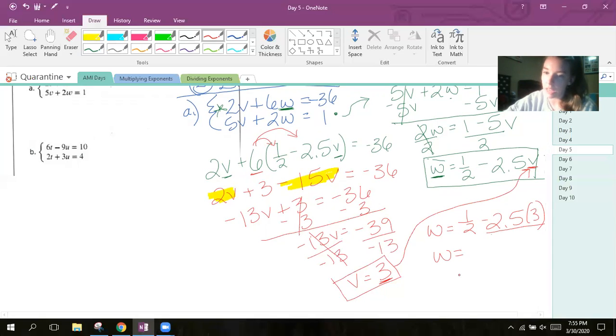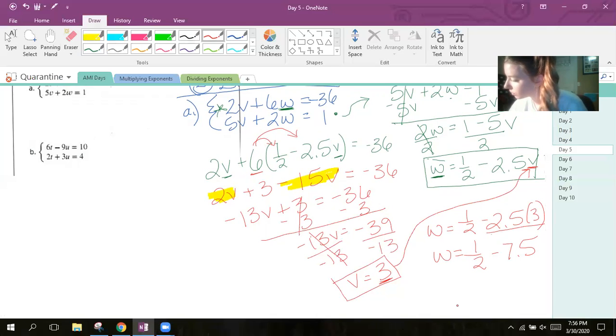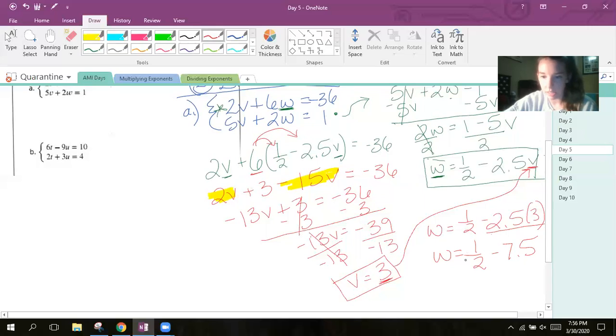And that gives me a negative 7.5. So I have 1/2 minus 7.5. Gives me a negative 7. So w equals negative 7.